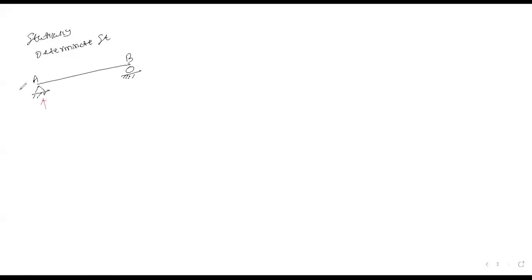For A, 2: vertical and horizontal, and for B, 1 vertical. Yes or no? So the number of unknown reactions is 3. And how many equilibrium conditions are there? 3. Yes or no? Please tell me. Is it clear?